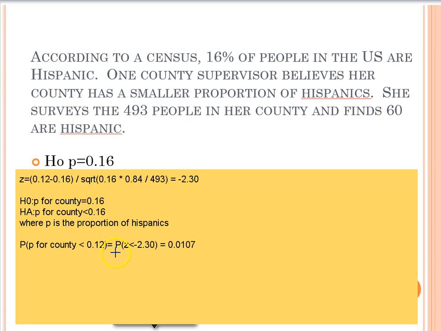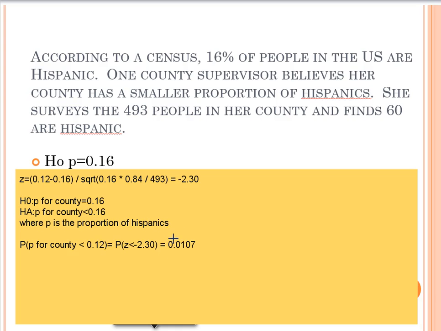That is the probability that P for the county is less than 0.12. An equivalent statement then, since our z-score for that 12% is negative 2.3, is that the probability of a z-score is less than negative 2.3. Now, you know how to calculate this probability from your z-tables or from your Excel calculator. And so you can calculate that probability and find it on the z-table as 0.0107. This is our p-value.